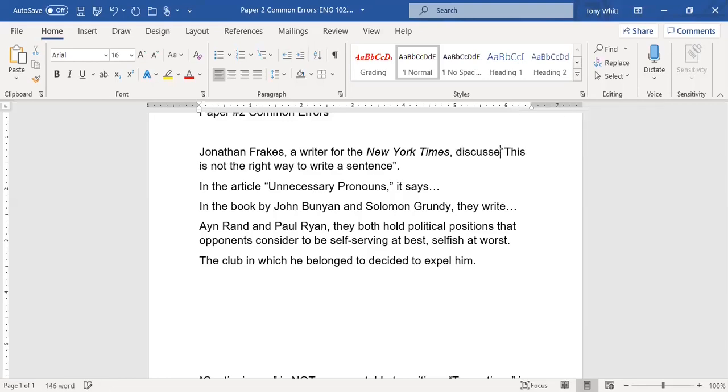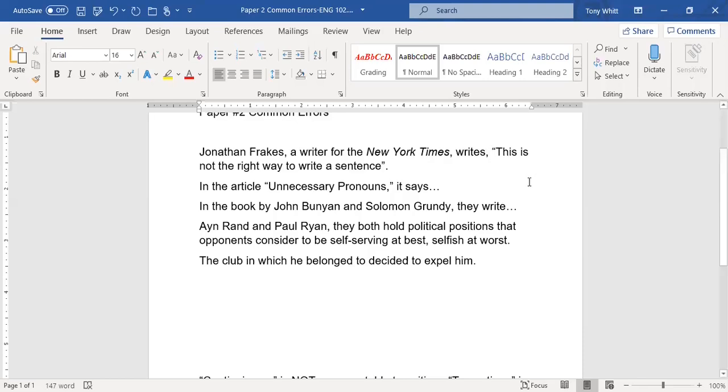Also, don't do this sort of thing. Discusses. It is left alone. It doesn't have anything following it. In fact, you shouldn't even use discusses. You can say says. You can say states. You can say argues. You can say writes. But whatever you do, make sure you have a comma after it, because some of you are leaving out the comma.